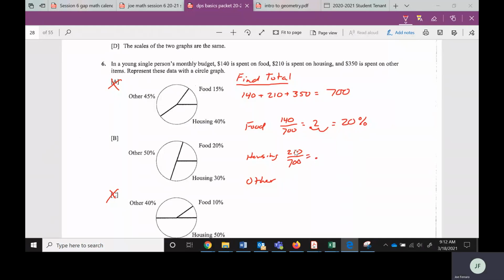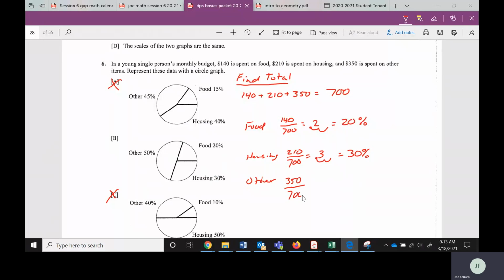We divide that, so hit 210 divided by 700, you get 0.3. Again, we got to go 1, 2. That's 30%. Okay, so far B is working. We got 20% for food, 30% for housing. We're going to find the other. If it ends up being 50%, this is our answer. Anything else, it's going to be letter D. Okay, now it should be 50% because everything together should add up to be 100%. So 20 and 30 is 50. We should get another 50, but let's check.